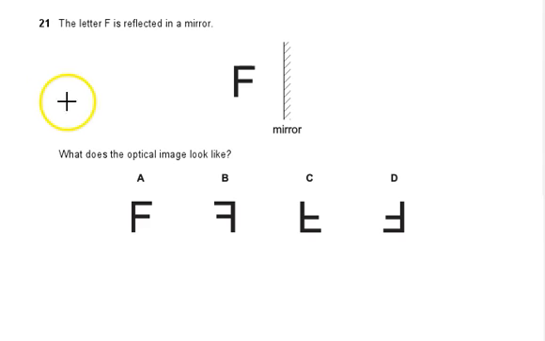Okay, for number 21, the letter F is reflected in a mirror, so the image here should be this one. This one will be coming first. Okay, so this is the image that we will be getting here. So your answer here is B. Let us look at number 22.